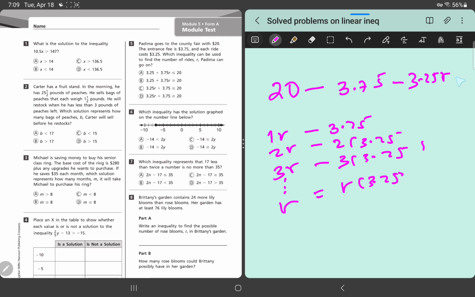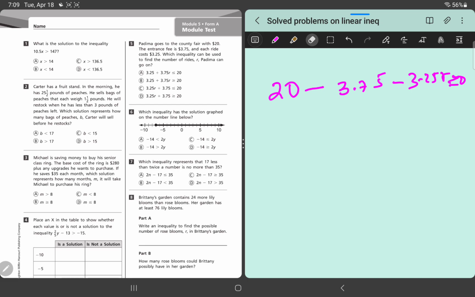You can have some change, yeah? Greater than or equal to 0. So we can write this as, meaning the negative can be taken to the other side, 3.25 times the number of rides plus the 3.75 entrance. So the expense should be less than or equal to 20. That is the inequality.